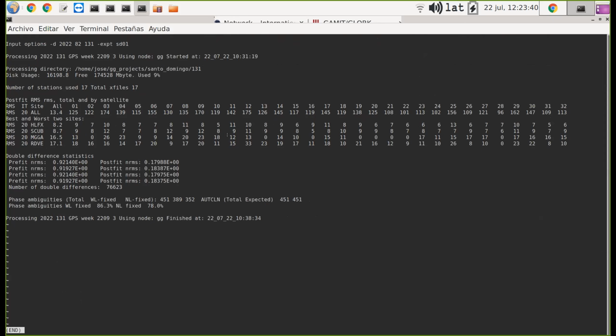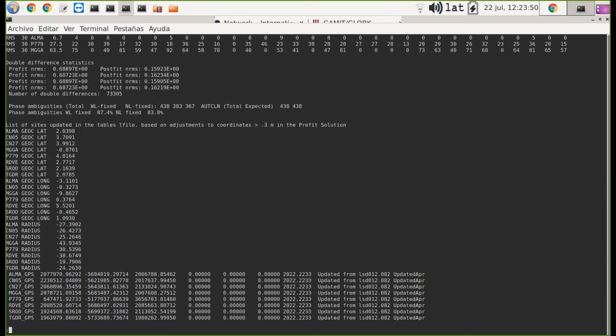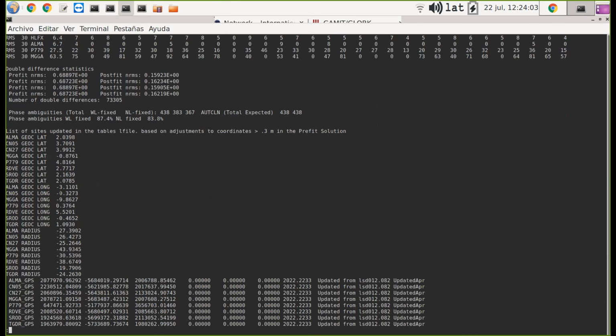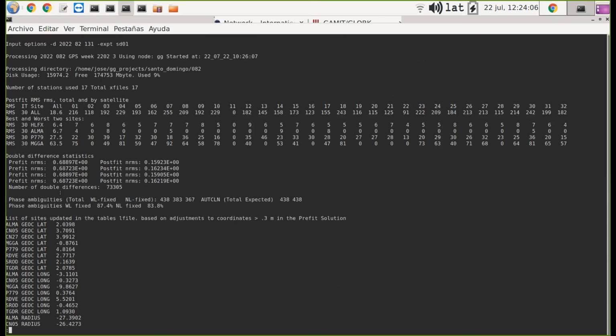Well, my stations, my base station in my house is MGGA. Well, I'm going to read here. MGGA and Alma is the field station that I use for this run, but I plan to include maybe 4 more stations and many more days that I have in my database now.